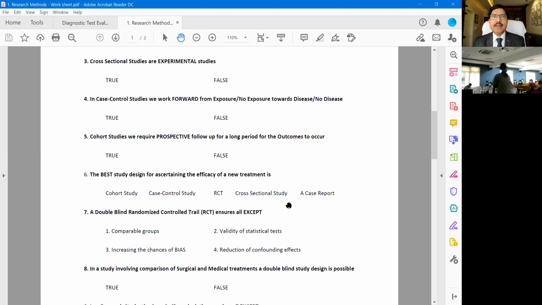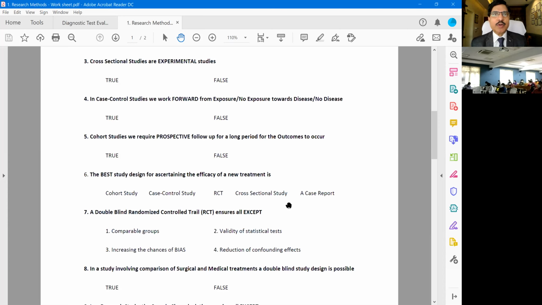For example, blinding is not always possible. Say I am testing surgery versus medicine. How can I blind the patient from surgery? When I do a surgery, I can't do a placebo surgery and just open the abdomen and close it without doing the proper surgery. That is unethical. So the patient is bound to know whether it is surgical or medical treatment. So you cannot blind in certain situations.